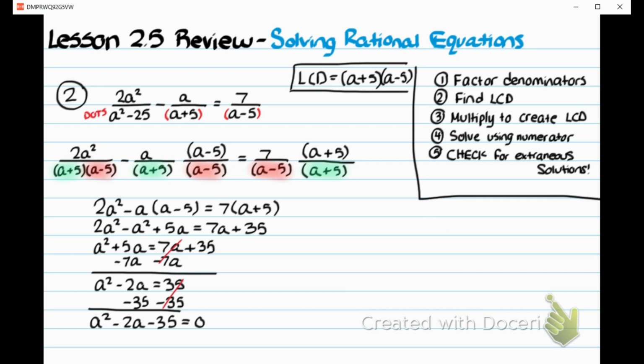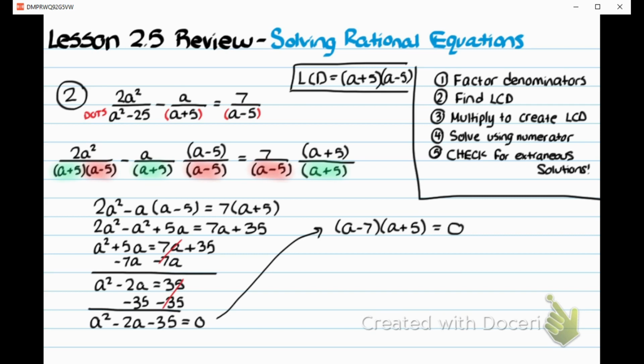All right, so hopefully when you distributed, you got a squared minus 2a minus 35. You can check the work here if you did not get that, but you always want it equal to 0, and you always want to factor and then solve. So two numbers that would multiply to negative 35, but add to negative 2, I'm going to factor it over here, would be a minus 7 and a plus 5. Because negative 7 times 5 is negative 35, but when you add them, you get negative 2.